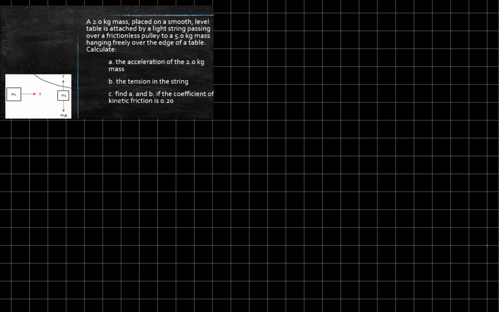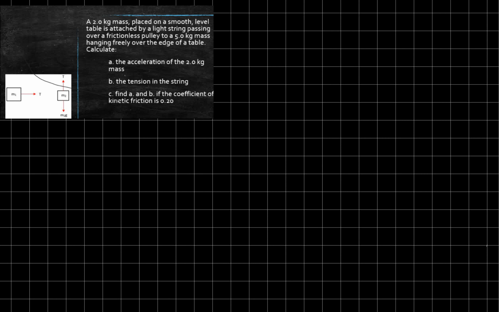Hello class, so let's look at solving this problem here. We're trying to find the acceleration of the mass A, the tension in the string, and at the end we're going to plug in the numbers using the coefficient 0.2 for coefficient of friction, which only applies on mass 1 in this case, since mass 2 is hanging.